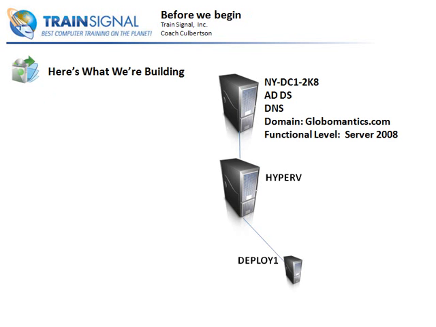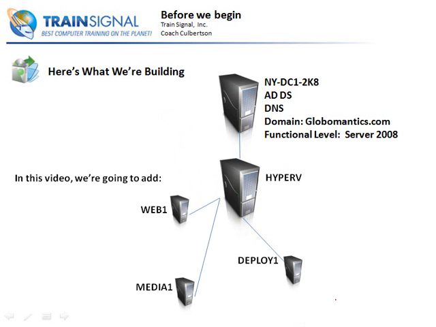Let's talk about what we're actually going to be building. This is what we have done so far with our last round. We actually have Hyper-V set up. We've set up our deployment server. So now what we're going to do is add in some additional servers. We're going to add in a virtual machine for our web server, a virtual machine for our media server, and a virtual machine for our terminal services server. Again, we're going to be creating all virtual machines.